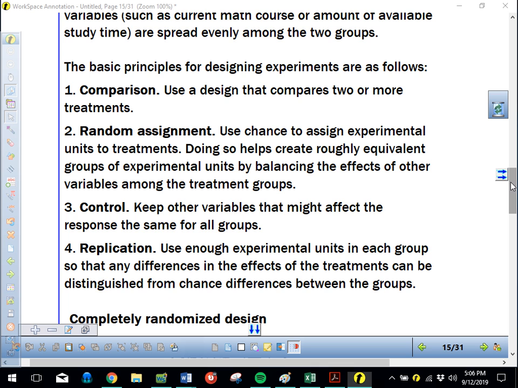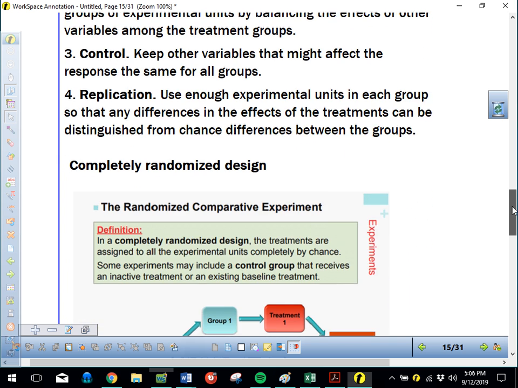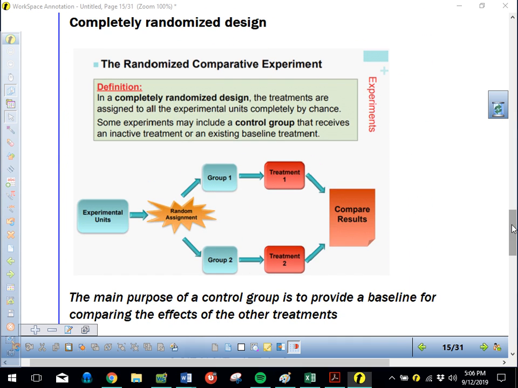Control to eliminate other variables that might affect the results, and replication so that each group is getting that same treatment and that we could redo this and it's not a chance that all this happened. Okay, completely randomized design. This is what we started doing the little mapping today. So you have your experimental units, and that goes into a random assignment, group 1, group 2. It could be group 1, group 2, to group 3. Each group is going to receive a different treatment, and then we come back together and we compare the results.